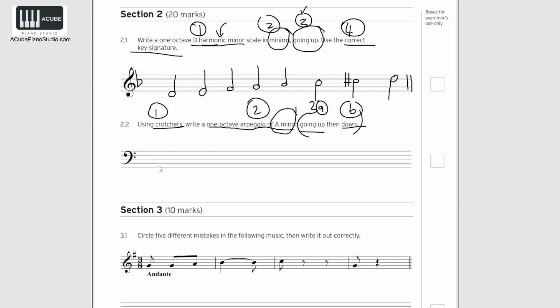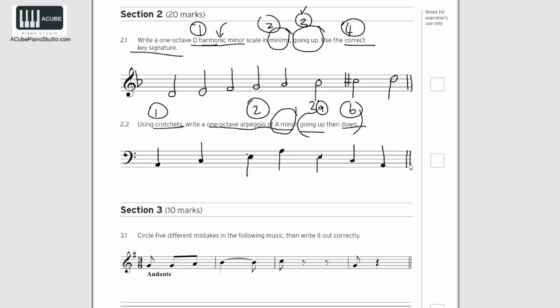Now let's use crotchets. I need to go up, so you start off with this A here. So it'll be A, C, E, A. Now I've gone 1 octave up: A, C, E, A. Then go down again: E, C, A. All right.